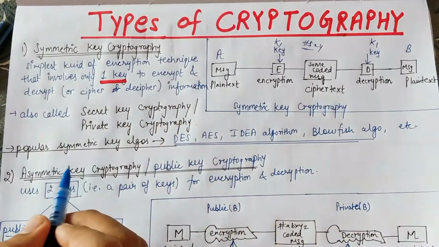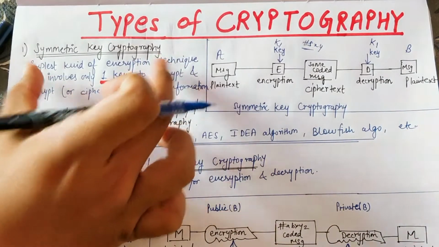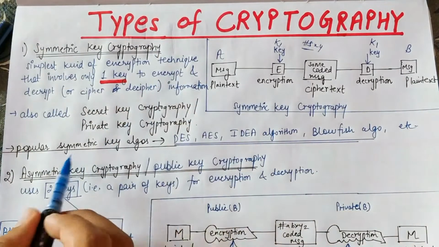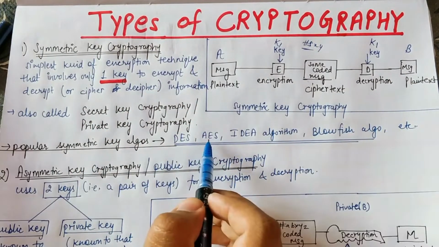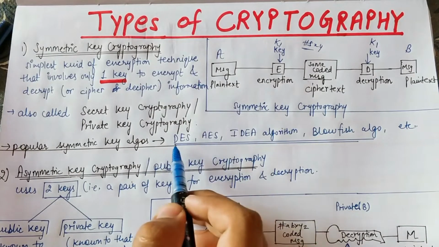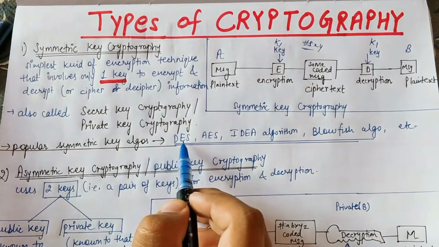Now various algorithms are there that use this type of technique, that is symmetric key cryptography. Some of them are DES, AES, IDEA algorithm, Blowfish algorithm, etc. Okay, AES stands for Advanced Encryption Standard, DES stands for Data Encryption Standard, right?